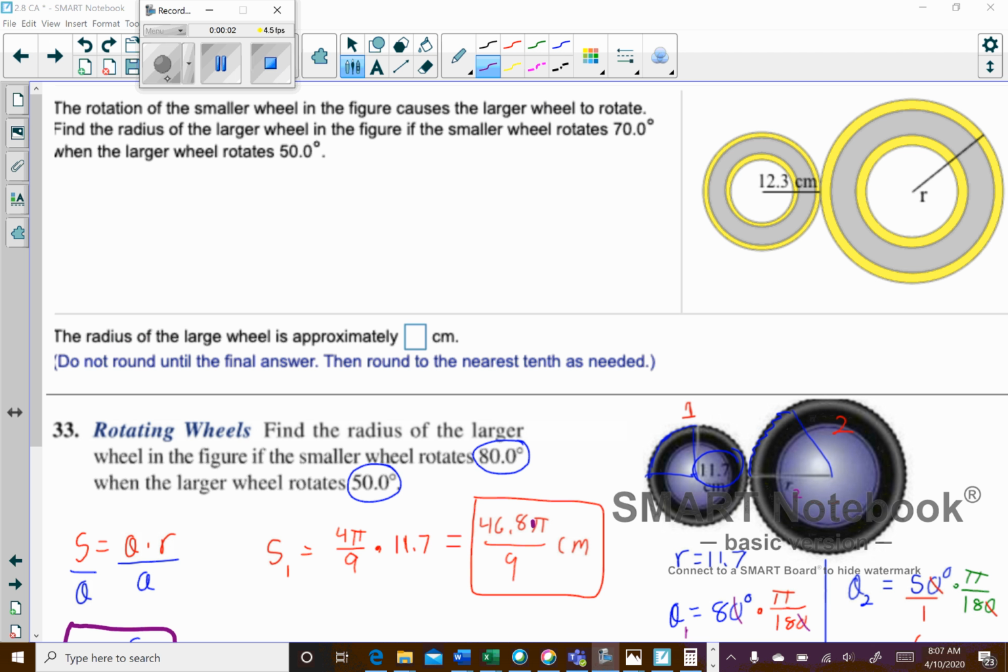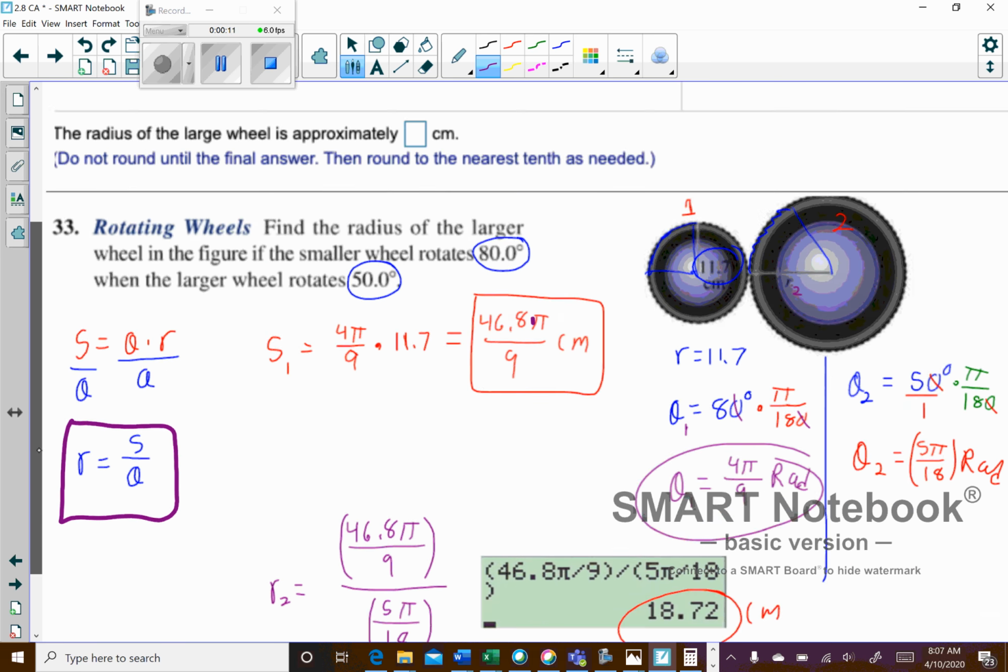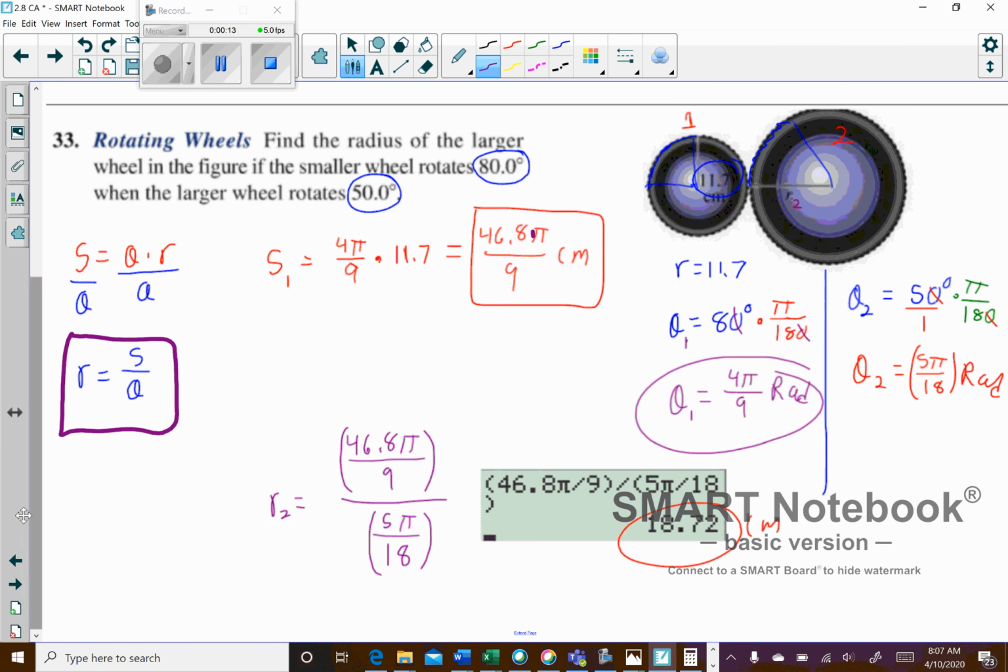Okay, for this example where you're trying to find the radius, I have a completed example so that you can work this one after you look at this. So, same problem. We have rotating gears, and so we have one that's rotating 80, the other one's rotating 50. We know the radius of one, we don't know the radius of the other. So what's important to note is that the arc length for both of these are going to be the same.